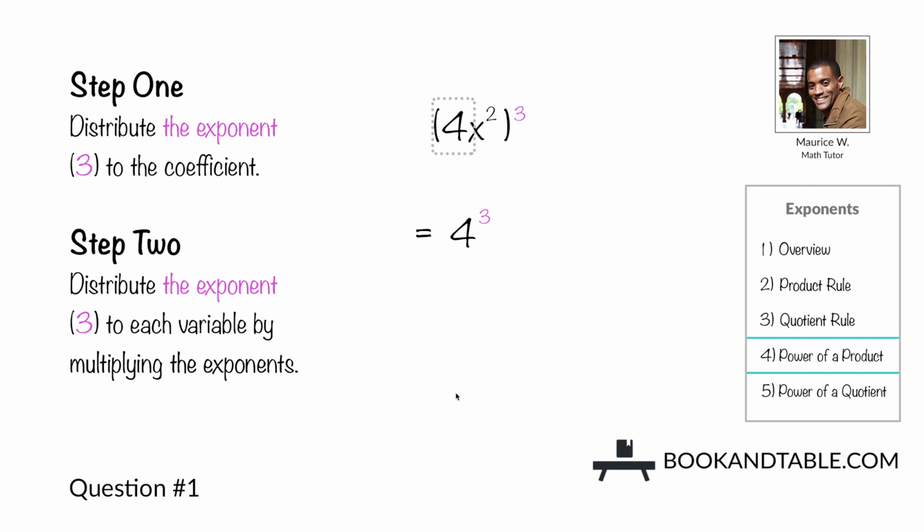Question number 1. Step 1, distribute the exponent 3 to the coefficient 4. 4 to a power of 3 is equal to 64. Step 2, distribute the exponent 3 to each variable by multiplying the exponents. In this case, we only have one variable x, and it has a power of 2. So we distribute this 3 to this term by multiplying the 2 and 3. X to a power of 2 times 3 is equal to x to a power of 6. So the answer to question number 1 is 64, x to a power of 6.